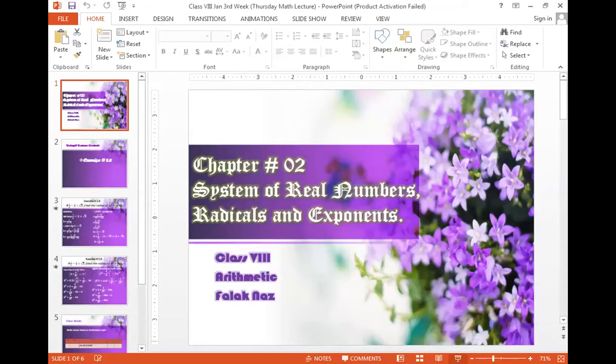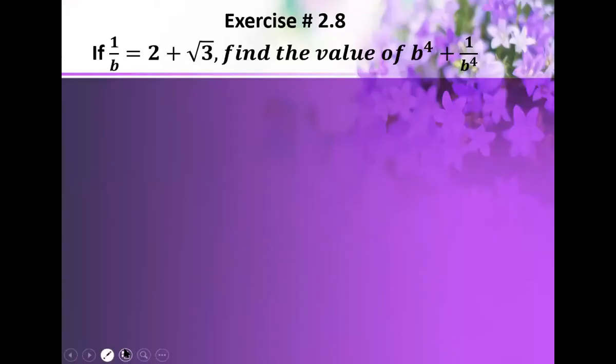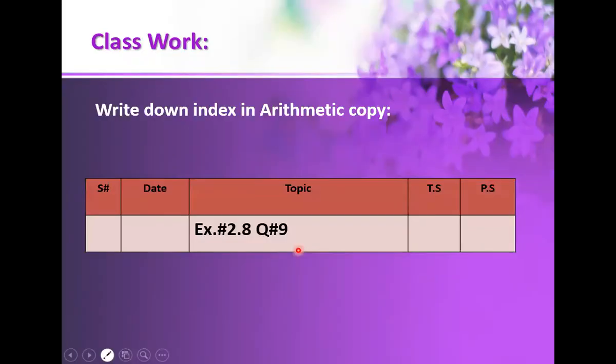Now open the index page in your arithmetic copy and write down the index. Exercise number 2.8, question number 9. Write down the index along with the date. Everyone, write down the index, exercise number 2.8, question number 9. Hurry up, everyone.